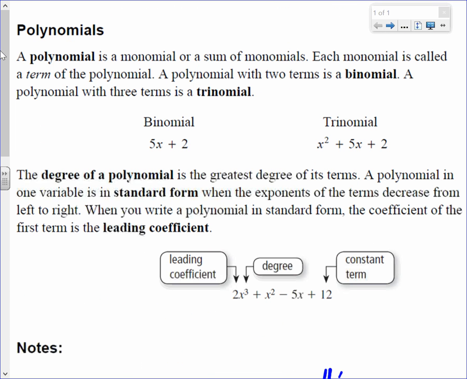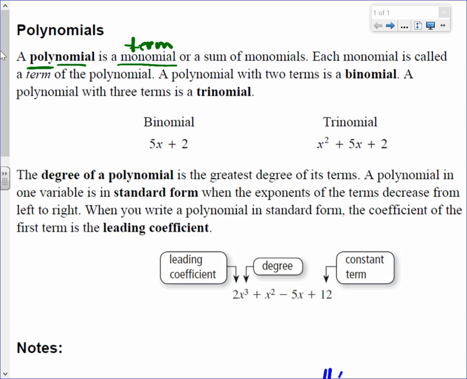Polynomials. Poly means many, like Cal Poly Pomona, which means polytechnic. Many technical disciplines are taught at Cal Poly. A polynomial is a monomial. Remember, monomial just means a term.